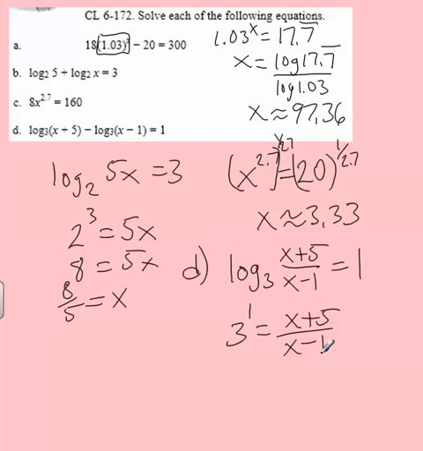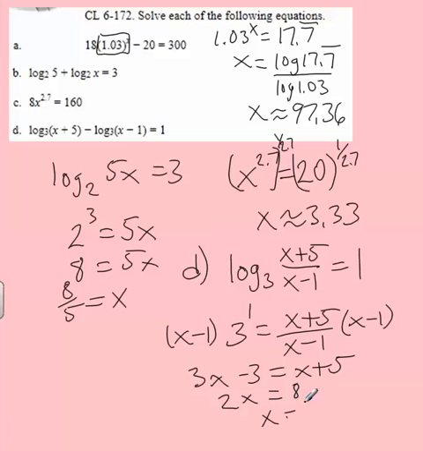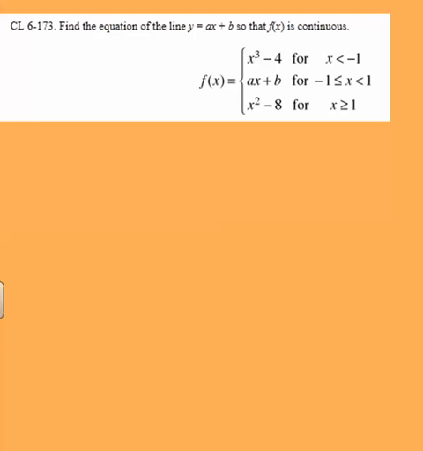So how about we multiply both sides by x minus 1. Distribute the 3. 3x minus 3 equals x plus 5. Now it's simple algebra. 2x equals 8, and x is 4. Done. And moving on to our final question. Okay, this one is a piecewise function.